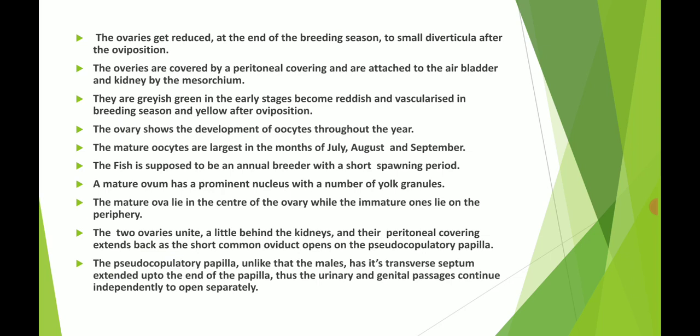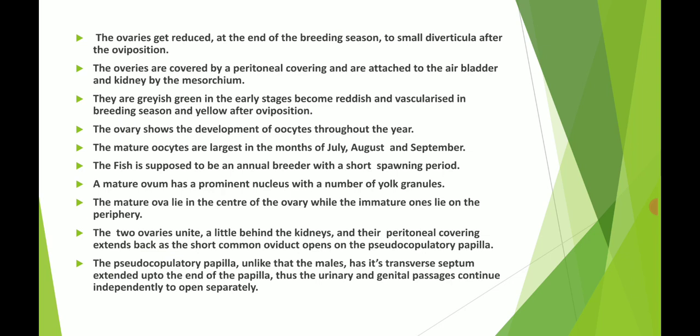We know that some fishes have annual breeding, while some breed twice, within a six-month period they have two breeding seasons. Some fishes, up to the annual breeding fishes, have a short spawning period.